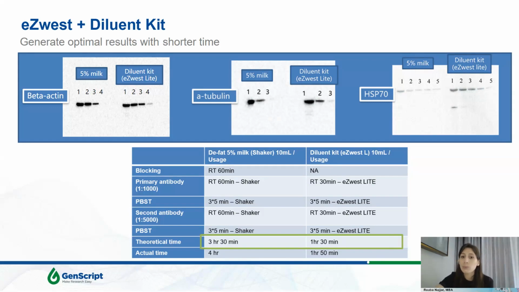So you can see what we did here. We did a side-by-side comparison using three different samples. What we compared it to was the 5% dry milk. And what you can see is that we got really good, consistent results, I would say better results than the dry milk. And one thing I want to highlight, closer to the bottom row of that table, is that the timeline was less than half for the Easy Diluent Kit. The dry milk was about 3.5 hours. The Diluent Kit was about 1.5 hours, which is significantly improved.